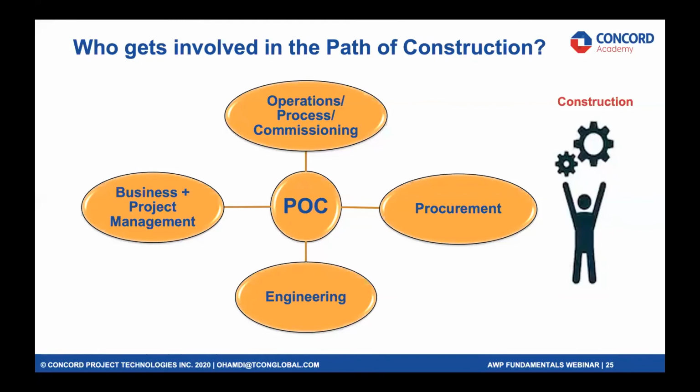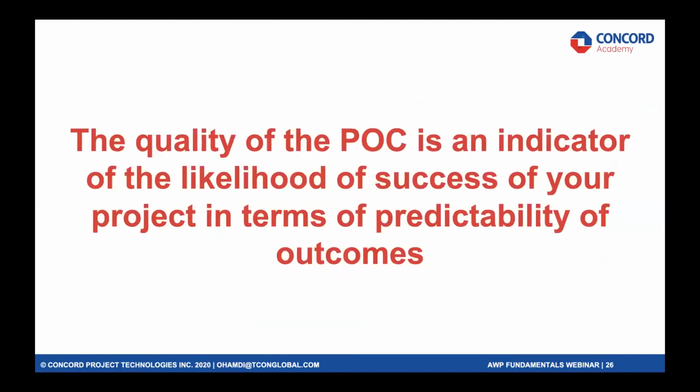And this involves work that is done entirely interfacing with turnaround, but also non-turnaround work. So please do not make that distinction. Especially on site-based projects, get operations to review your path of construction as well. I would like to mention that the quality of the path of construction is an indicator of the likelihood of success of your project in terms of predictability of outcomes.